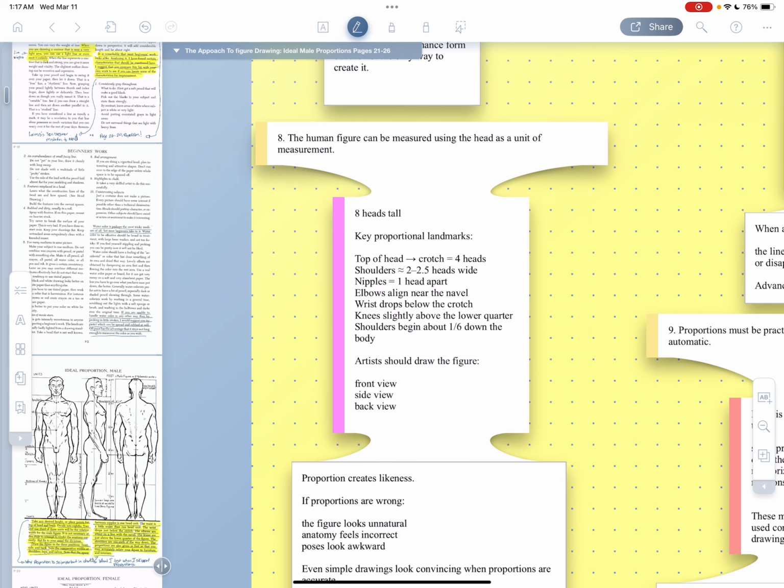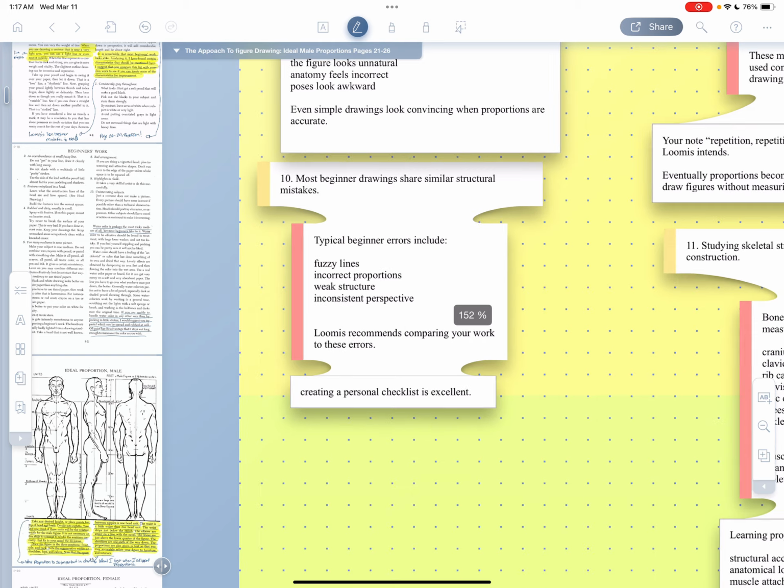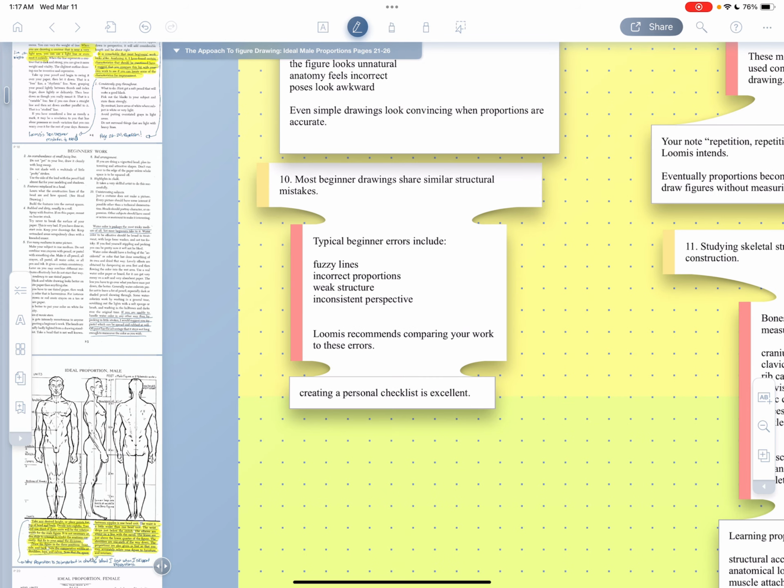All right. So he goes on to talk about the human figure being measured using the head as a unit. He talks about eight heads tall. I break all that down. Most beginners' drawings share similar structural mistakes: fuzzy line, incorrect proportions, weak structure, inconsistent perspective.